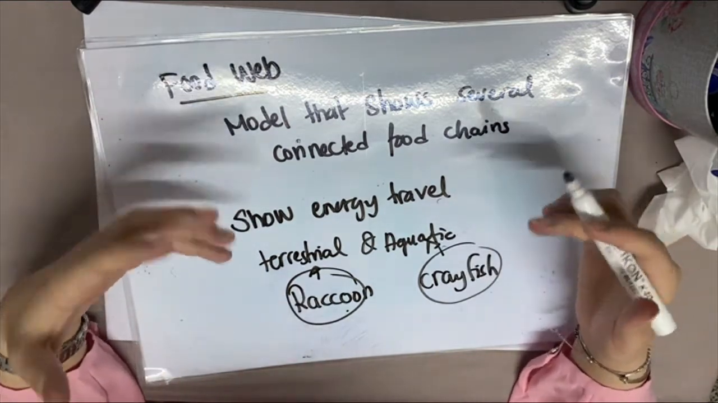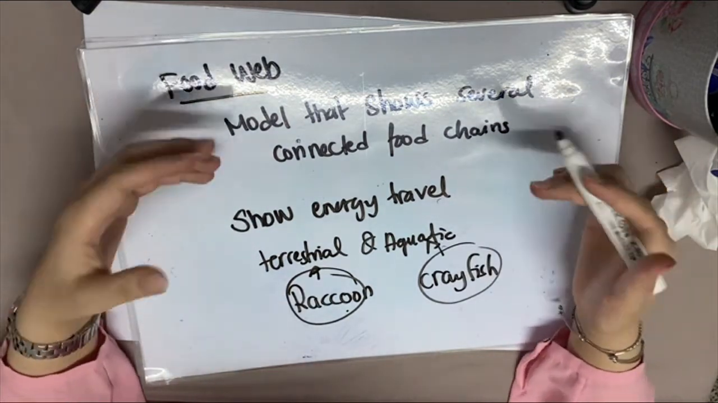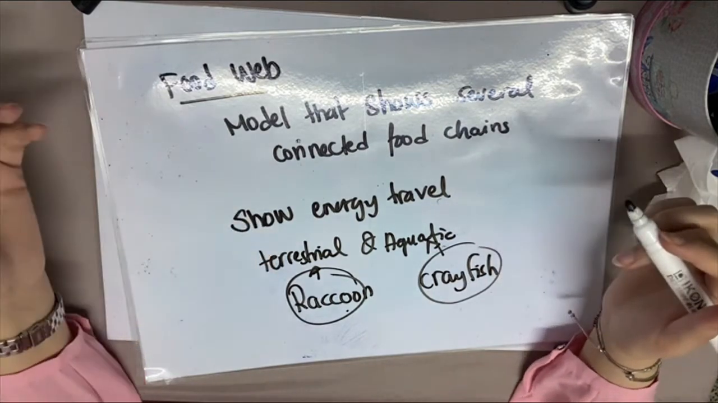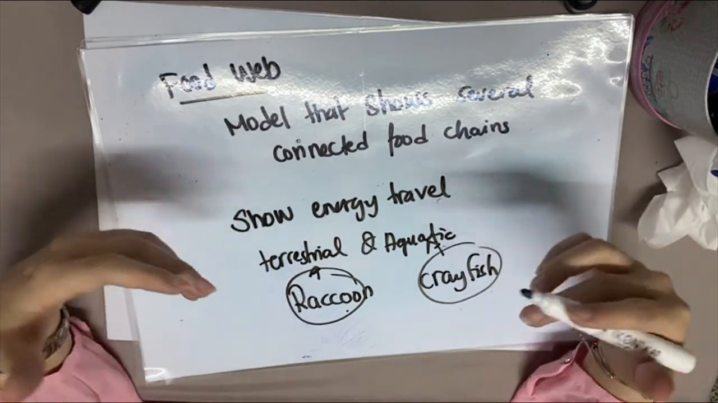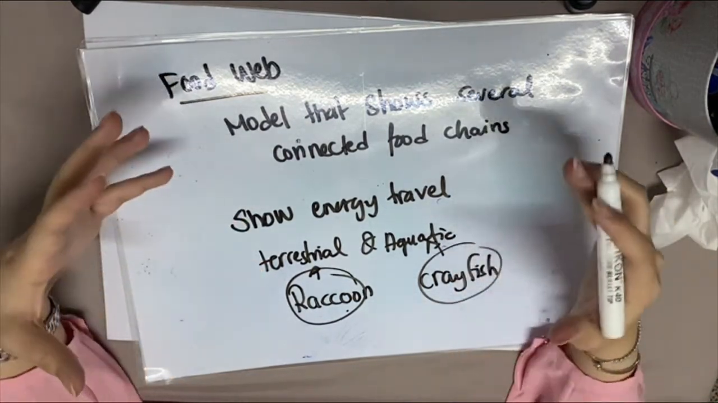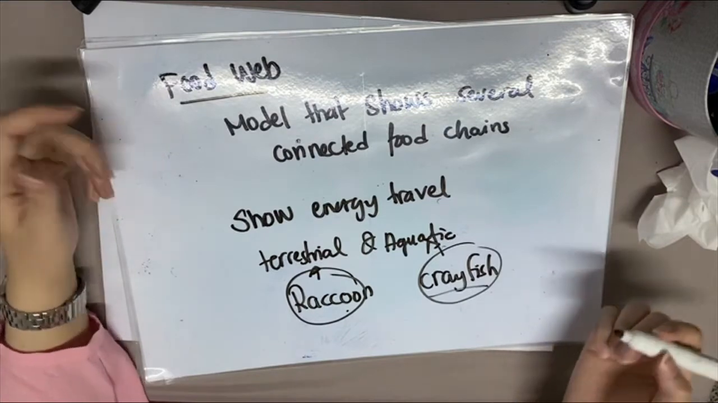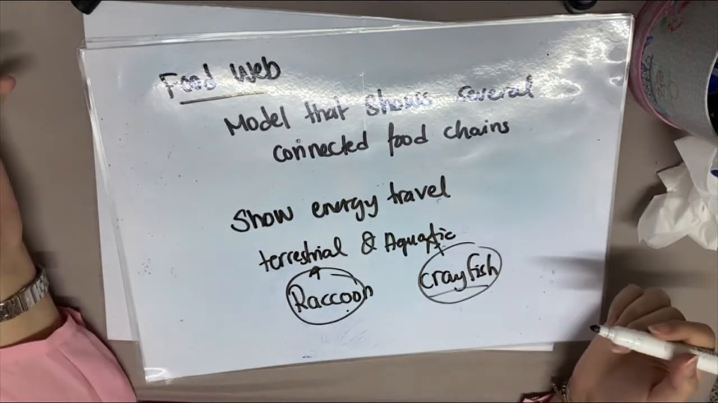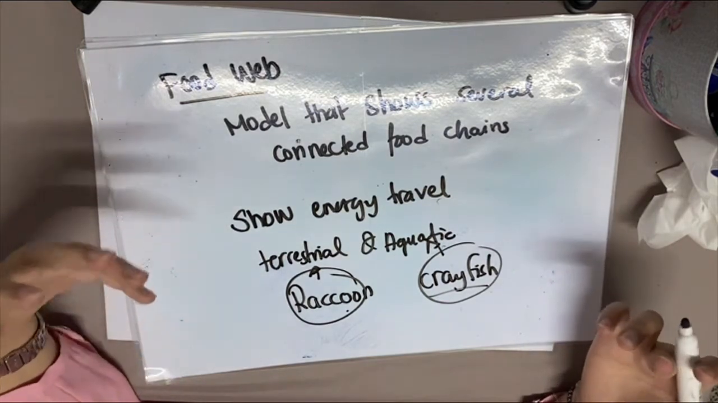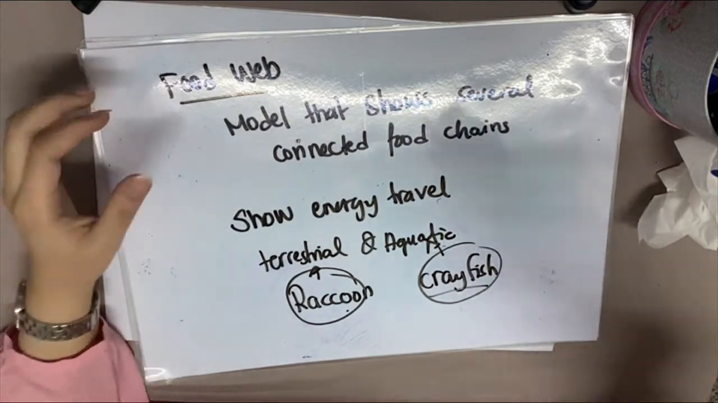But food webs also show different pathways for energy. For example, remember the mouse in our food chain? It shouldn't have been eaten only by a snake. It could have been eaten by a fox or a hawk. So there are different paths. This crayfish could have been eaten by a bear. It didn't have to be a raccoon. Which is why food webs give us more information than food chains.